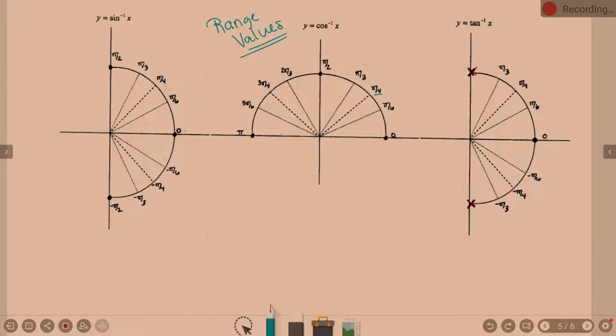Thoughts? What was it? 3 pi over 4? Because if I draw my picture on the other page, this is pi over 4 up from the x-axis, right? What's equivalent to pi over 4 up from the x-axis here? And that is 3 pi over 4.